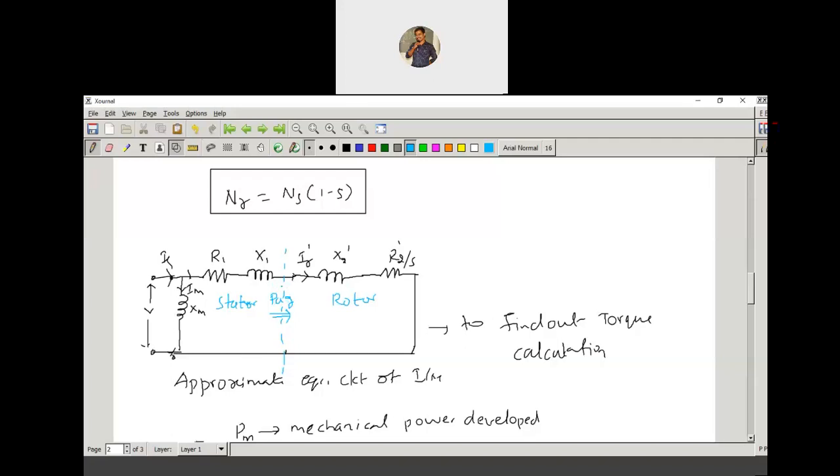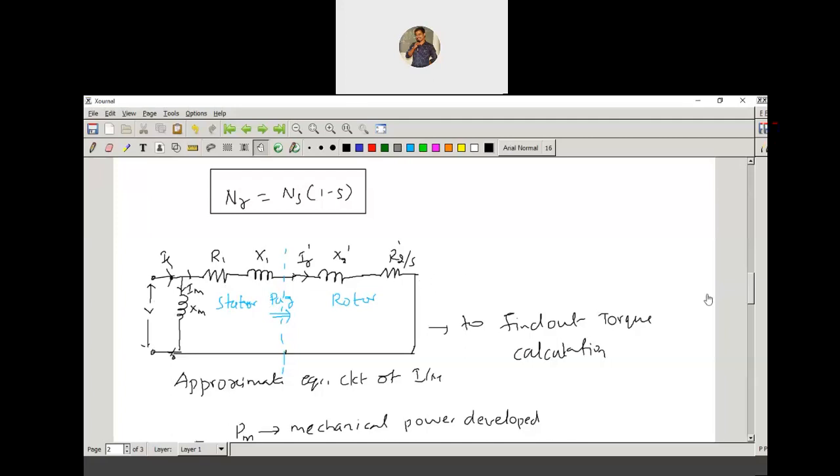Also, we have the resistance in the rotor, so you can also have the rotor copper losses. After that, you can get the mechanical power developed. Here you can observe, first the input power is given to the stator. After that, there is the stator copper losses, and also the air gap power, and there are the rotor copper losses. After that, you get the mechanical power developed. That is the output power of the motor.